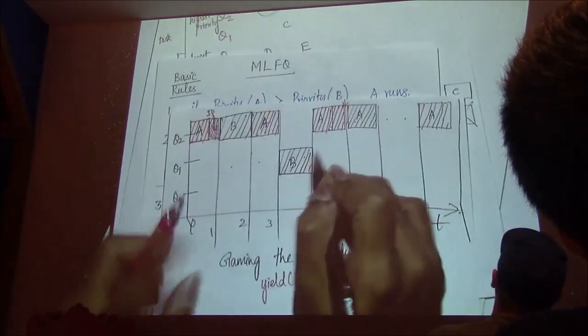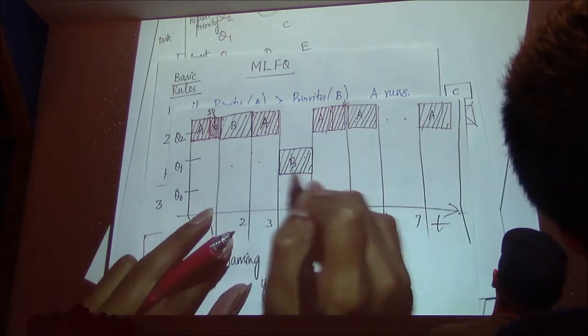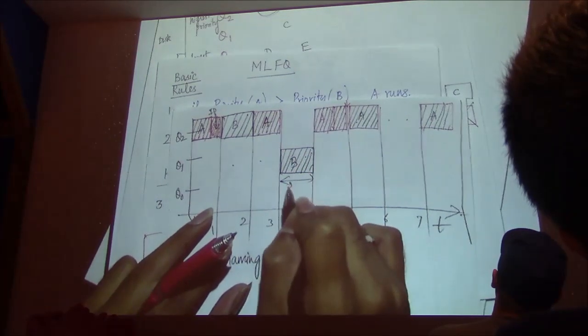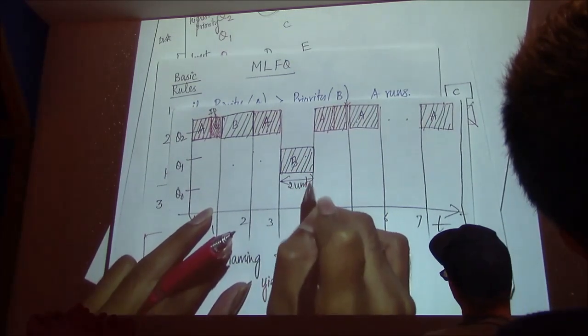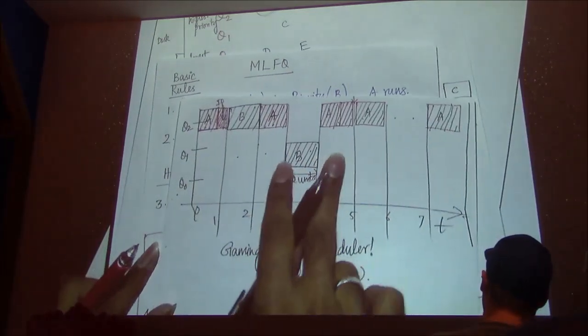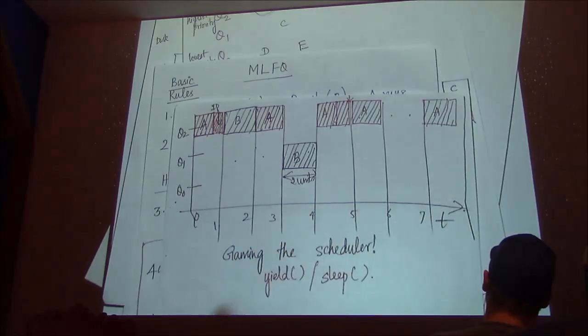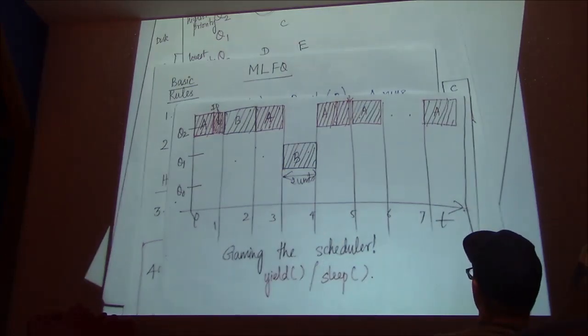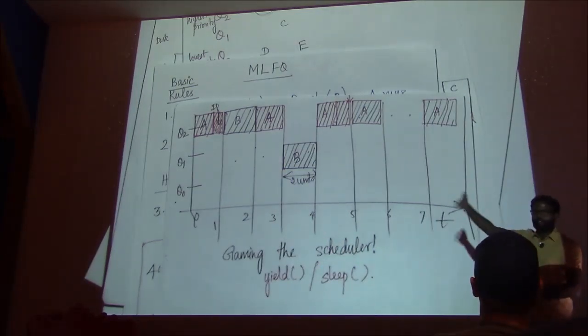Get to run for its 2 units? Yeah, exactly. Sorry, I was wrong here. So B actually gets, so this is actually 2 time units, because we just said this was like 1, 2, and 4, right? So this gets to run for 2 time units. Why would it run? No, sorry. I think it is wrong. Yeah, I think I messed up here.